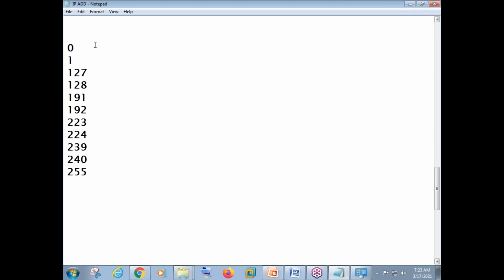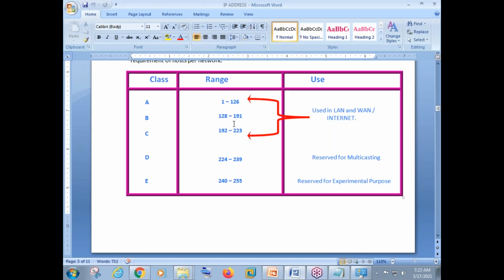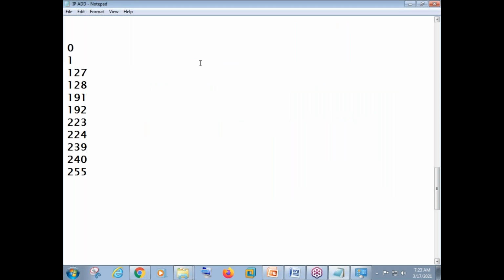Now what I'll do here is convert these decimal numbers into binary. See why we are converting these numbers? The question was, there are 5 classes, A, B, C, D, E. These 5 classes have ranges. So on what basis did they decide that this should be the range? Now the answer is here. If the decimal is 0, the binary will be all zeros.